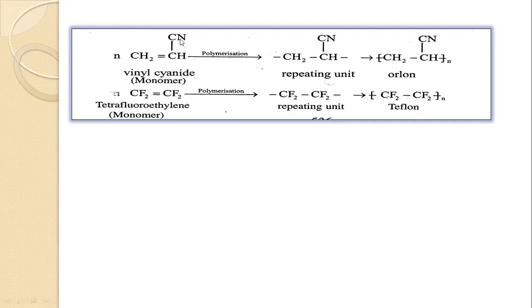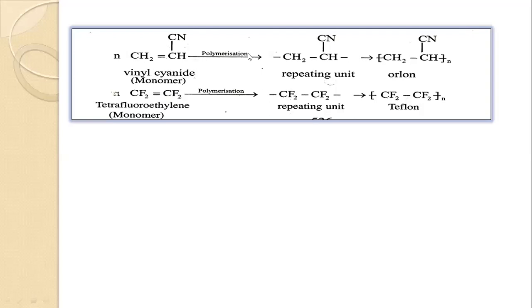And this group may be changed. Instead of this cyanide, if OH is there, it will be vinyl alcohol. If chlorine is attached here, it becomes vinyl chloride. If bromine is attached, it will be vinyl bromide. If iodine is attached, it will be vinyl iodide. So the vinyl group is CH2 double bond CH, and this is a branch. This can be changed. Depending upon this group, the name of the vinyl compound will be decided.